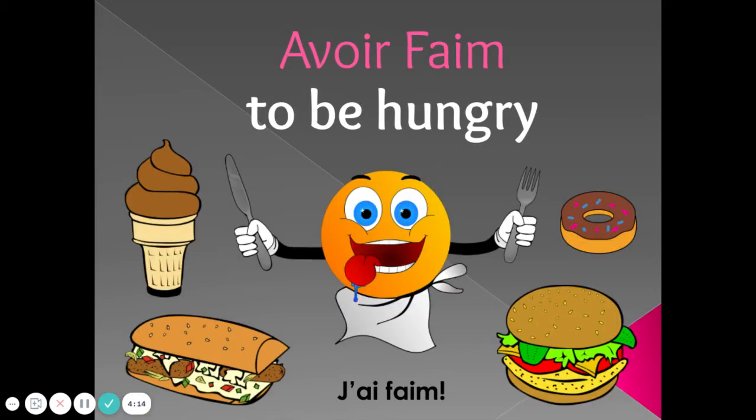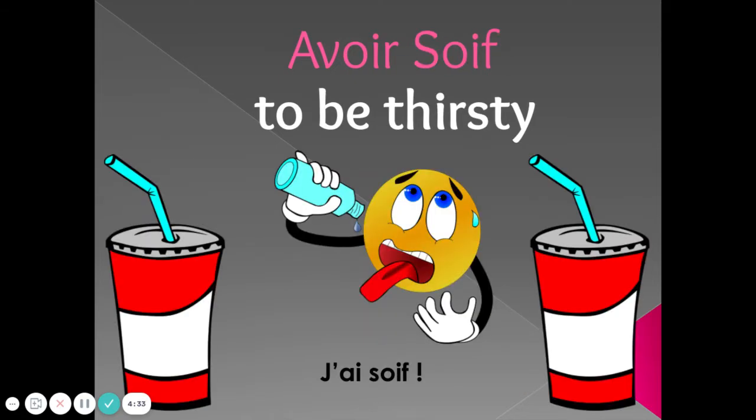To be hungry. You've had that last year when we did food. So avoir faim is to be hungry. So j'ai faim. I'm hungry. Think of like famished. I have famine. Use hints to try to give you little tricks to help you. J'ai soif. Avoir soif. To be thirsty. To have thirst. J'ai soif.